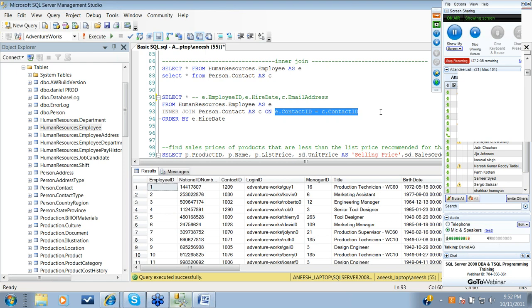The join condition, the highlighted join condition, doesn't matter which one is the left-hand side and which is the right-hand side. It will give you the same result because you are using an equi operator there, right?